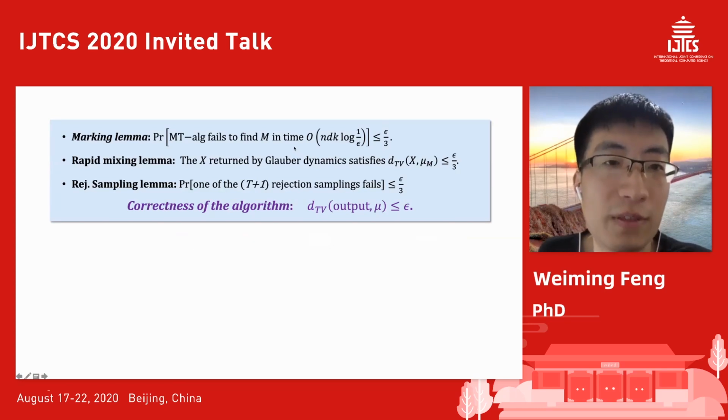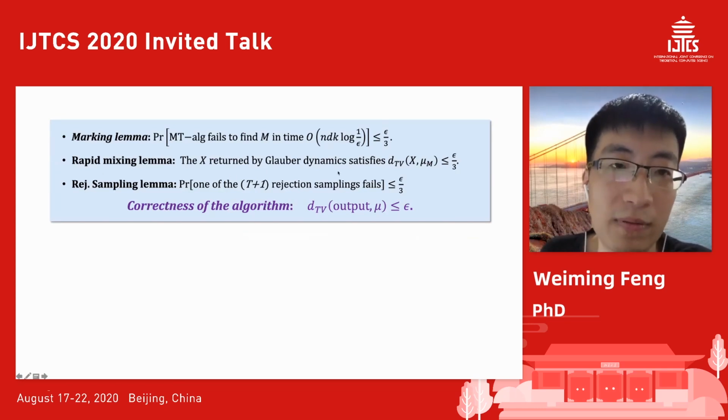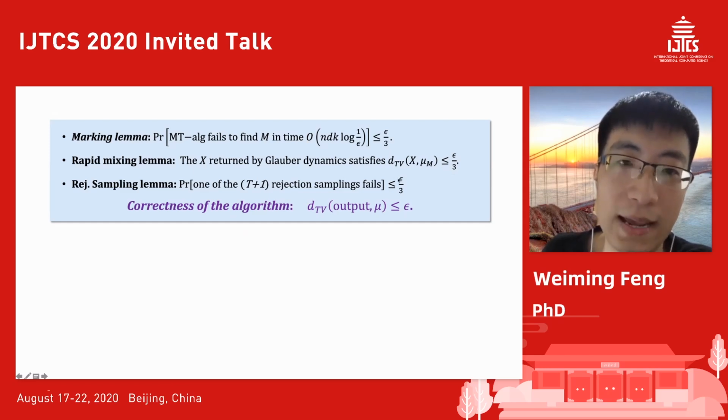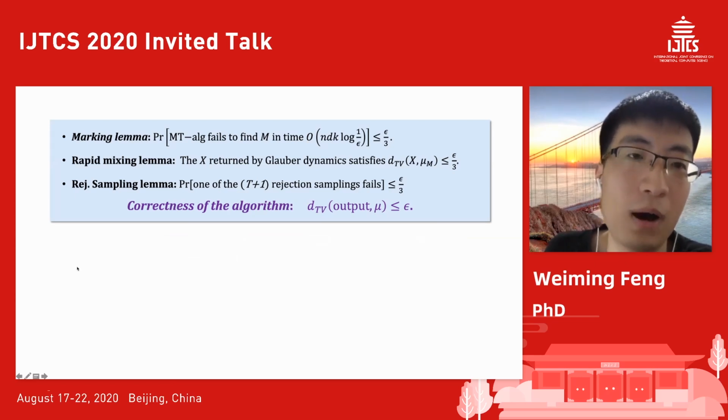The construction of the marked set, the rapid mixing of the global dynamics, and the rejection sampling implementation each contribute a maximum error of epsilon over 3. So we can add all the errors together to show that the total variation distance between our output and the distribution mu is at most epsilon. The proof uses a coupling argument. We couple our algorithm with the ideal process of global dynamics, so we can add all these errors together to get our final error.